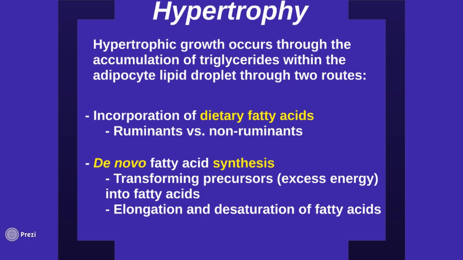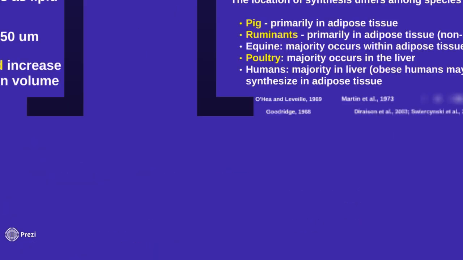Now, the second method of increasing lipid droplet size, increasing the amount of triglycerides, is going to be de novo fatty acid synthesis. De novo just means from scratch. We're making fatty acids from the precursors or the excessive energy in the body. The secondary portion of this we're going to cover in a single slide is going to be the elongation and desaturation as well, and we'll cover why in just a second.